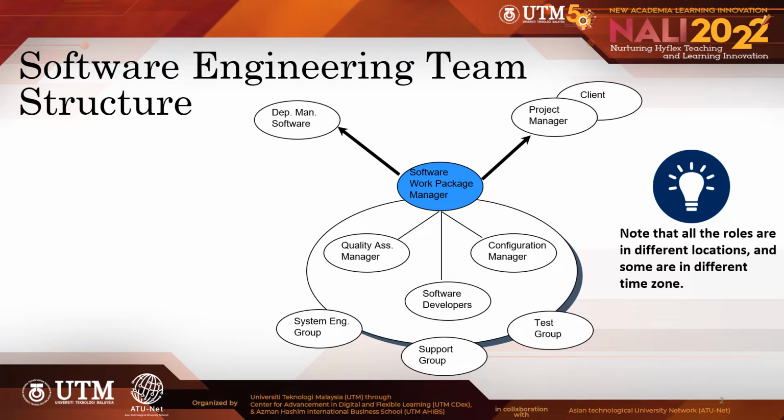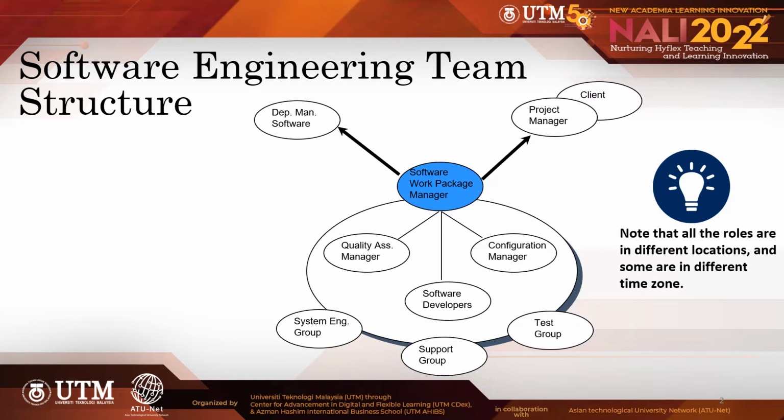The team of 4 students were given different roles, which were Software Work Package Manager, Configuration Manager, Quality Assurance Manager, and Software Developer. These roles were interchanged once, midway during the project. All software engineering lecturers were involved in this project. They played the roles of project manager, client, and manager of the software department.